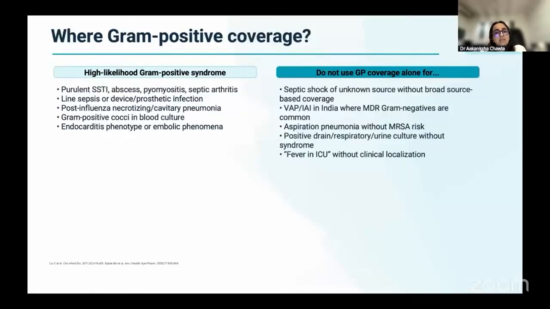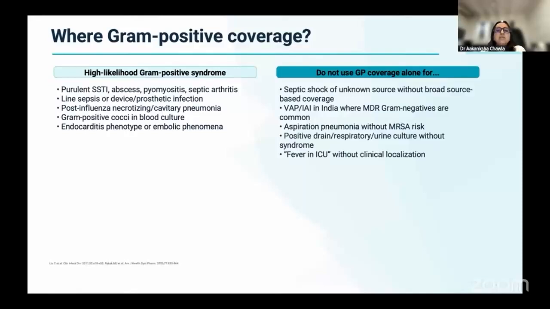Now, where does gram-positive coverage matter? There are patient factors. A patient who presents with purulent skin soft tissue infections, abscesses, lines or devices with prosthesis in situ which seem like the possible cause of infection. A patient who got better after the initial influenza infection and comes back with a cavitating pneumonia. You're growing gram-positive cocci in blood culture. And then, of course, the endocarditis or embolic phenomena patients.